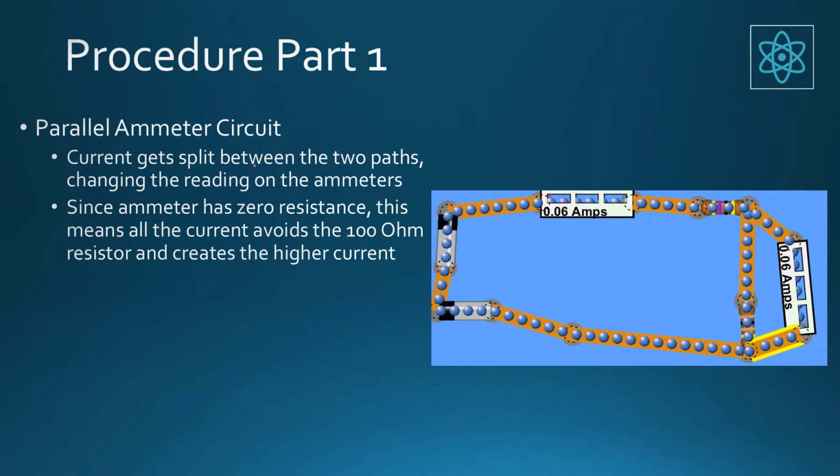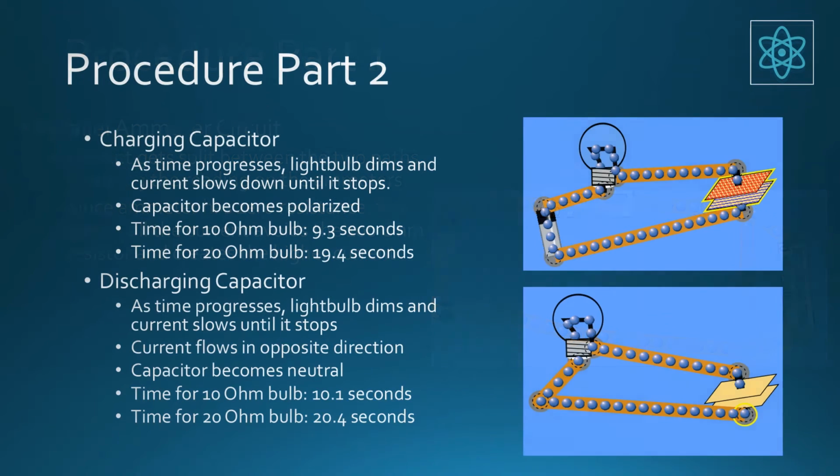After that, we created a parallel ammeter circuit, which you can see in the picture here. And normally in a parallel circuit, current gets split between the two paths, changing the reading on the ammeter since the current will be different. However, since the ammeter has 0 resistance, this means all the current avoids this 100 ohm resistor and creates the same current reading on the two ammeters, since the current in this area is equal to the current in this area.